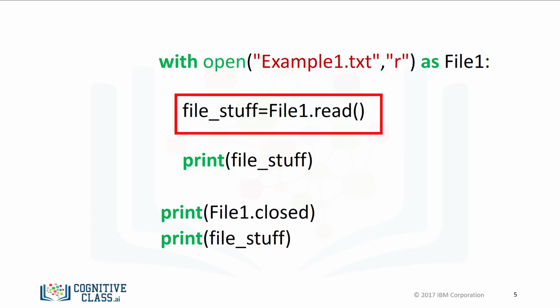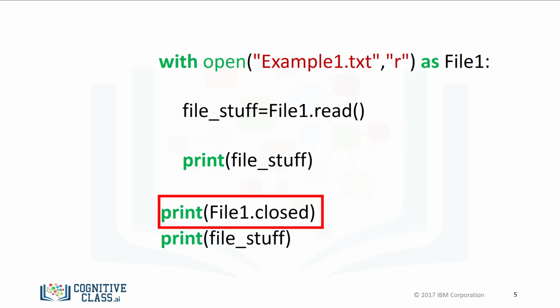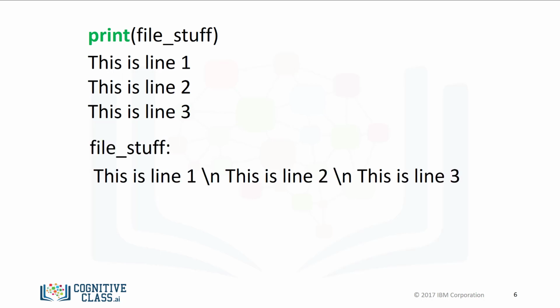The method read stores the values of the file in the variable file_stuff as a string. You can print the file content. You can check if the file object is closed, but you cannot read from it outside the indent. But you can print the file content outside the indent as well. We can print the file content. We will see the following. When we examine the raw string, we will see the \n. This is so Python knows to start a new line.